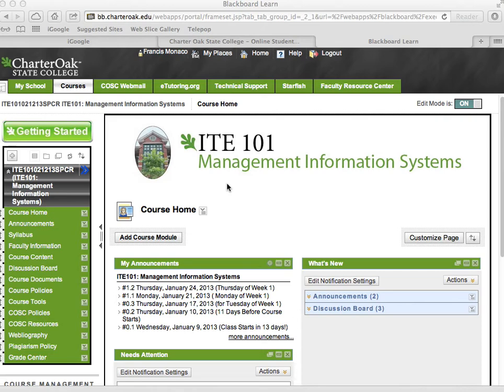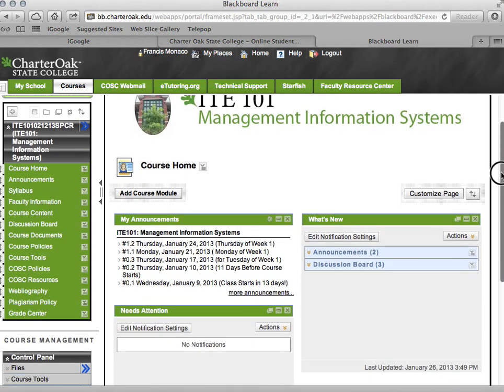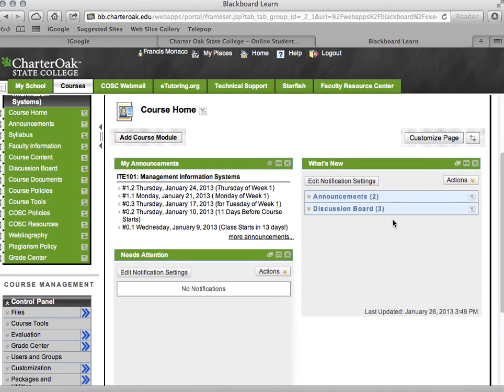We're about a week into it, and I'll just go over some of the hints that might help you get through the remaining seven plus weeks. First of all, this is the introductory screen that you get after you log on to Blackboard. The course home shows you the current announcements and what's been changed since the last time you logged on. I'd like to go into my announcements.